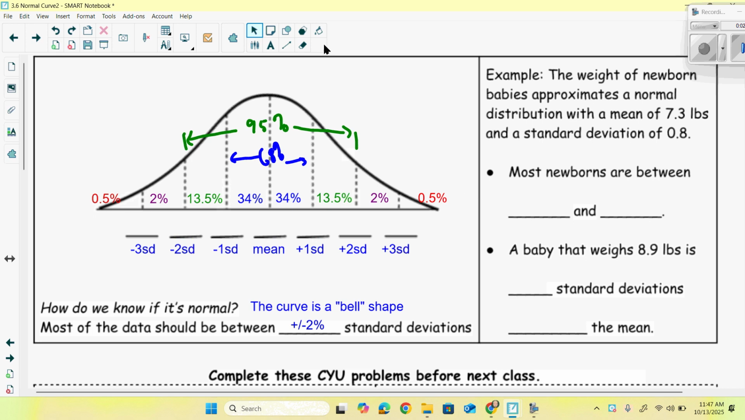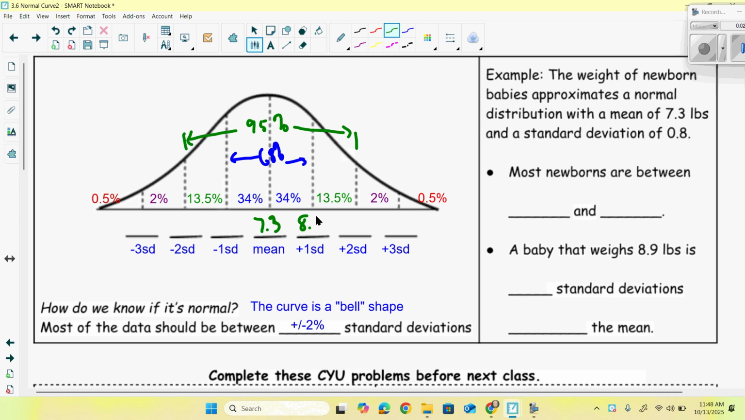So let's go through an example here. The weight of a newborn baby approximates a normal distribution with a mean of 7.3. So we can label on our bell curve some of the information here. This is 7.3 pounds. And each standard deviation is worth the same amount, 0.8 pounds. So if we add 0.8 or subtract 0.8, we're going to get the following.